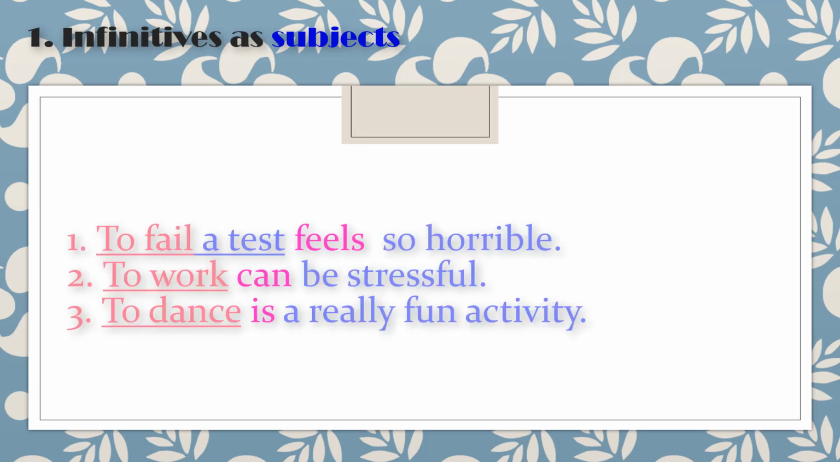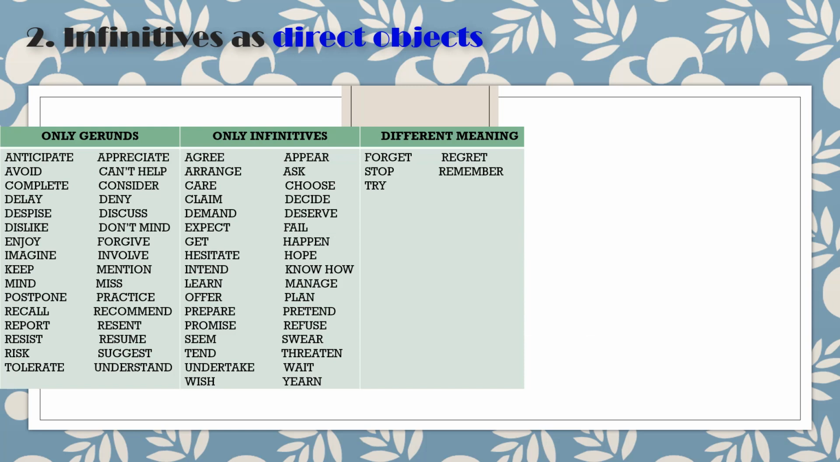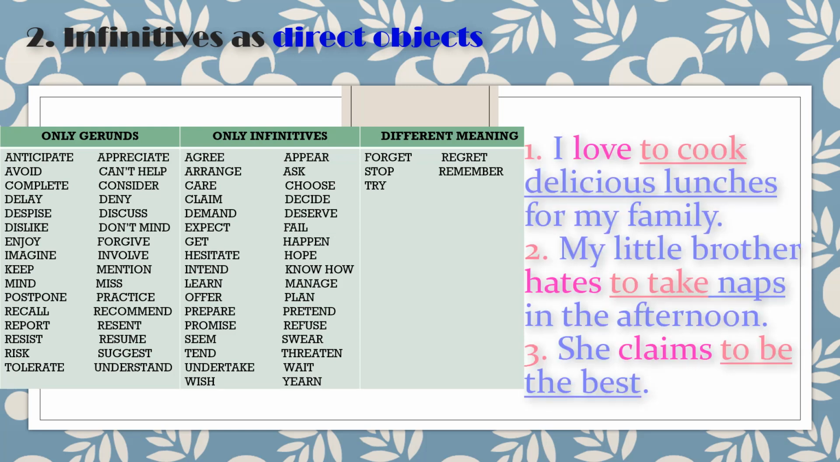Here I put the same examples as in gerunds as subjects because I wanted to prove the point that you can use failing or to fail, or working or to work, or dancing or to dance. That's why I did that. I already explained that with gerunds, it is the same thing, and believe me. Number 2, infinitives as direct object. Here I did the same.